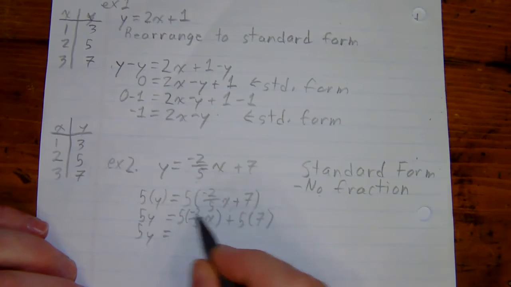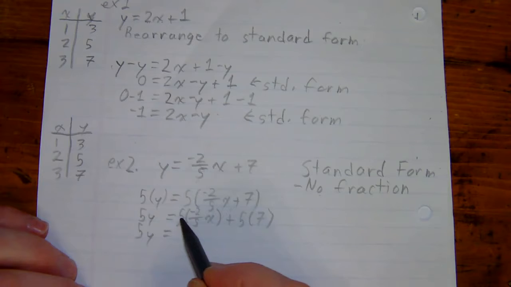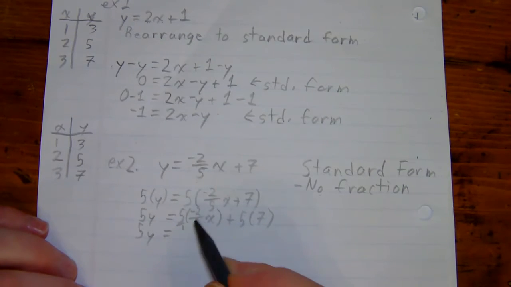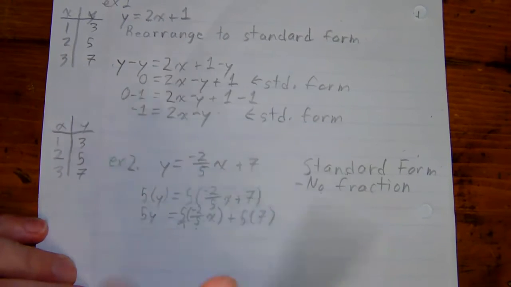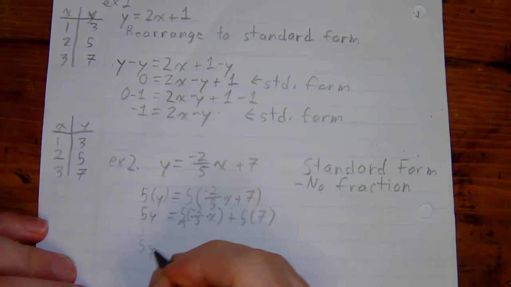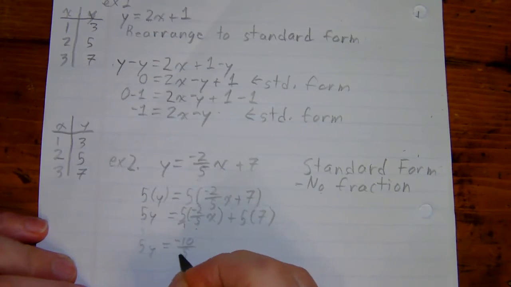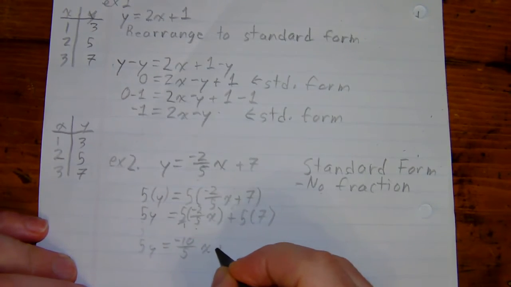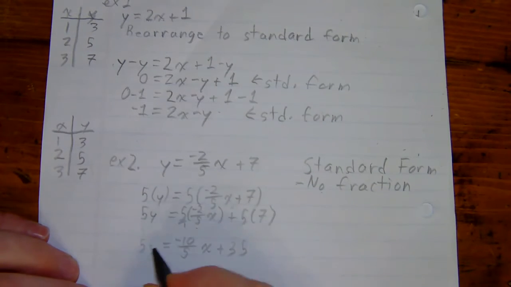And then we can multiply. 5 is the same as 5 over 1. So now we have a fraction multiplication, 5 times negative 2. You're going to need an extra line, a bit more space for this one. So let's go down here. Negative 10 over 5x plus 5 times 7 is 35.